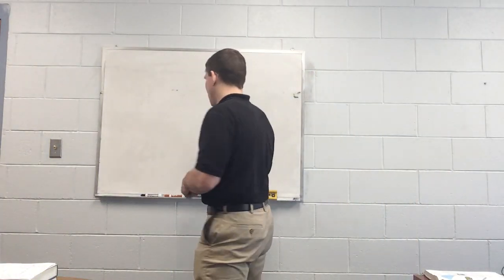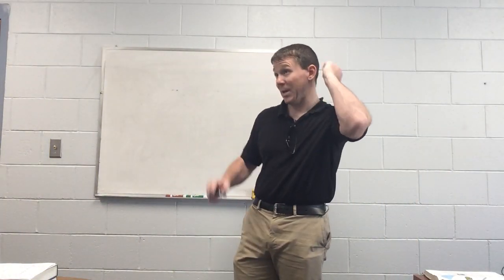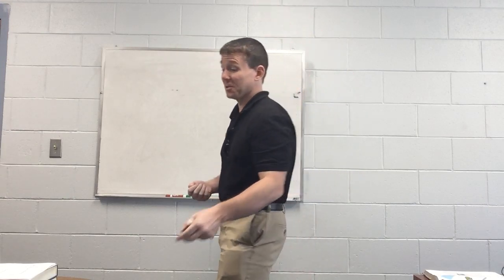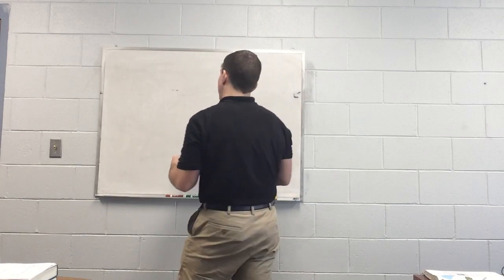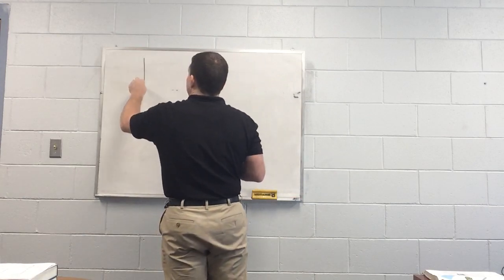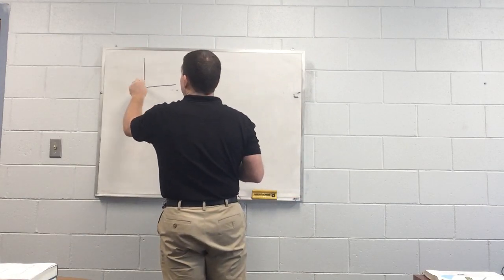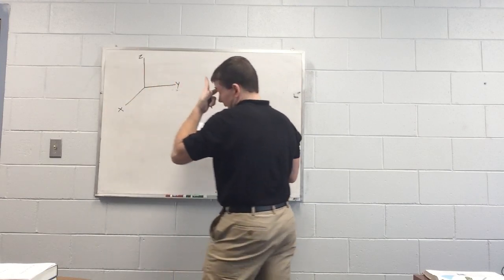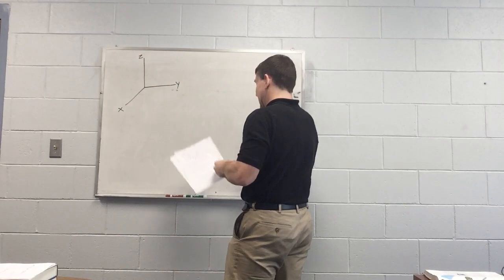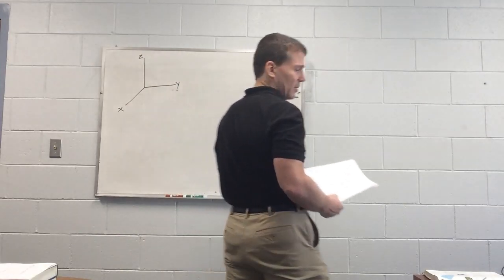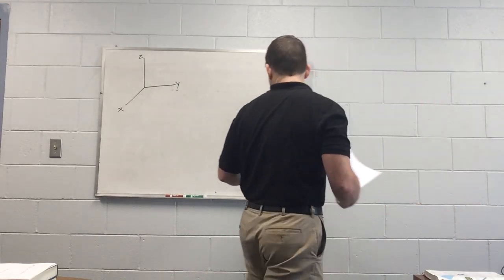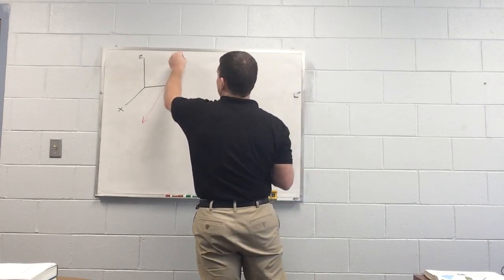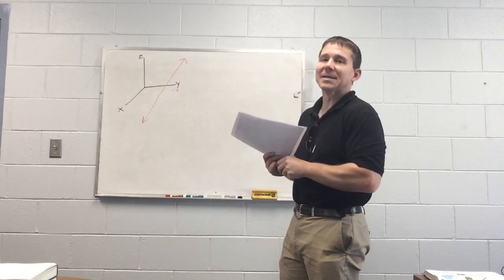Okay, so in this video I wanted to go over the equation of a line and how we write it out in three-dimensional space. So the idea is, if I have my three-dimensional grid x, y, z, and I have some arbitrary line cutting through space, how do I define it?